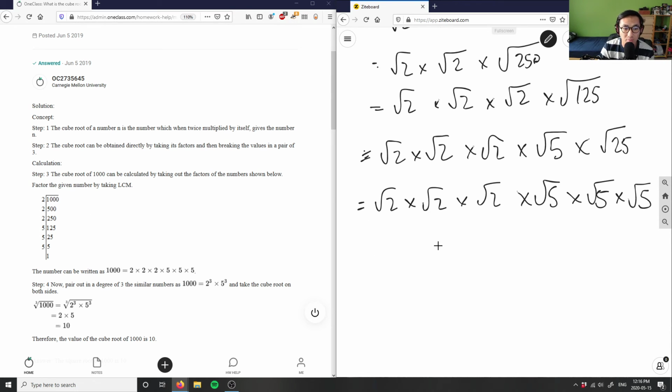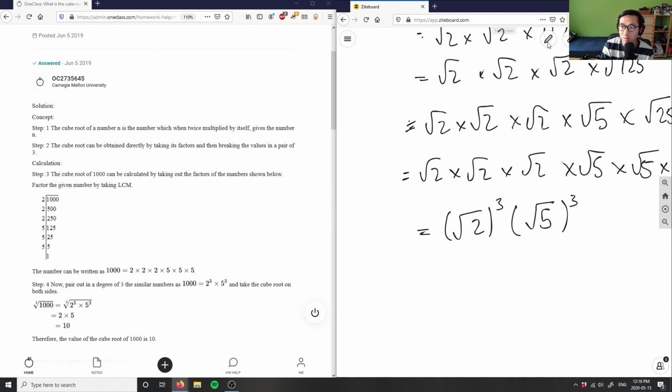So you can think of these guys here as root 2 cubed, right? Because I'm multiplying this 3 times, and then I'll also have root 5 cubed, right? And this is going to equal, again, the cube root of 1,000 here.